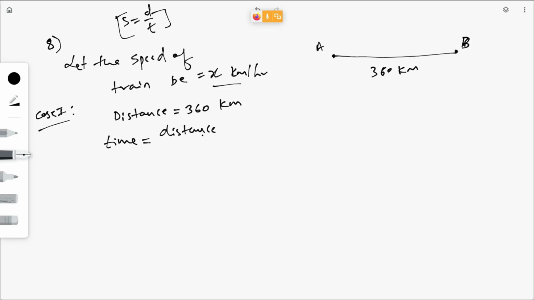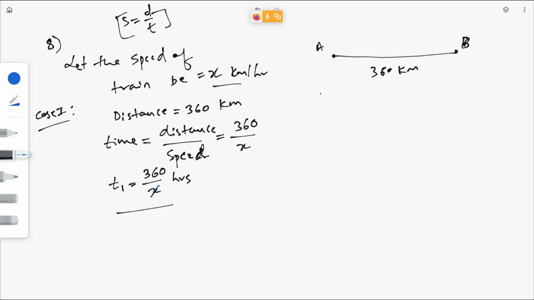Yes or no? So what is the distance? 360 and the speed is x. So take this one as t1. T1 is 360 divided by x hours. Any questions? No, sir. So time taken in the first case is 360 by x.